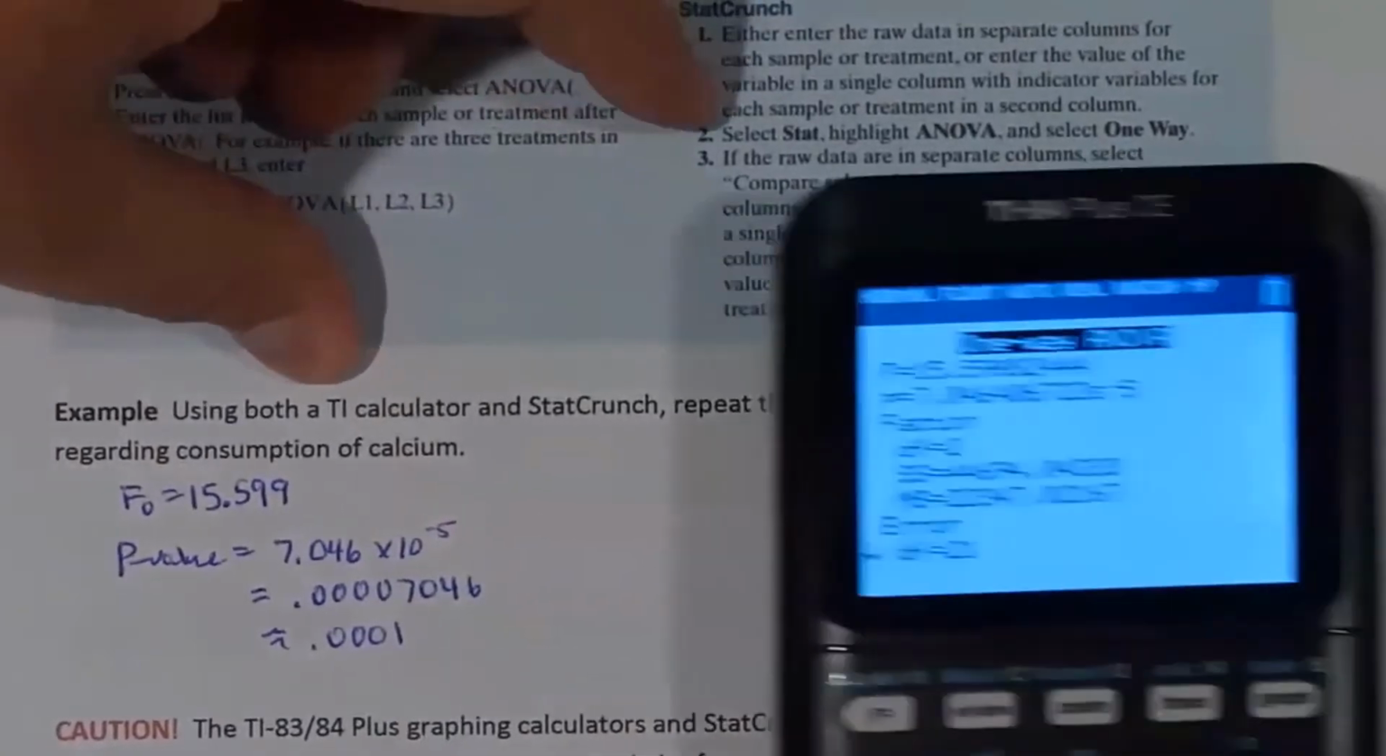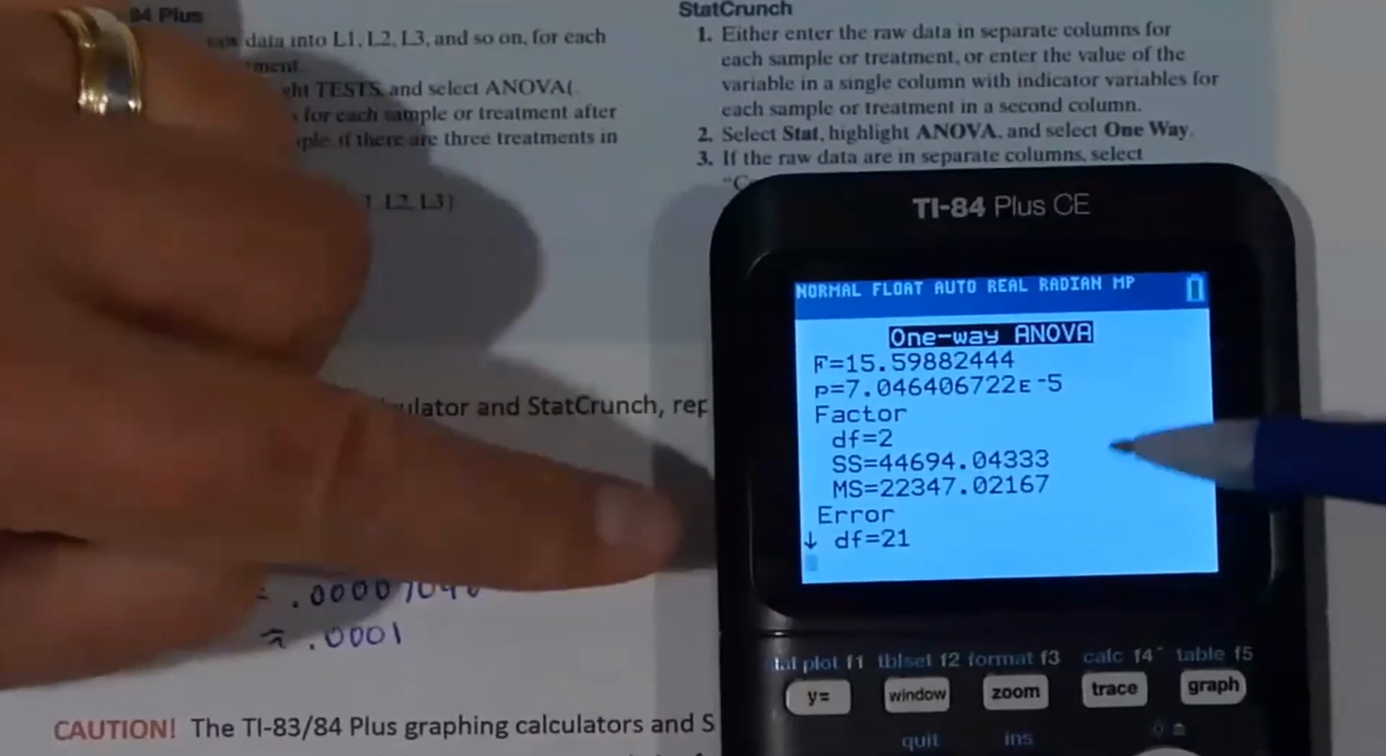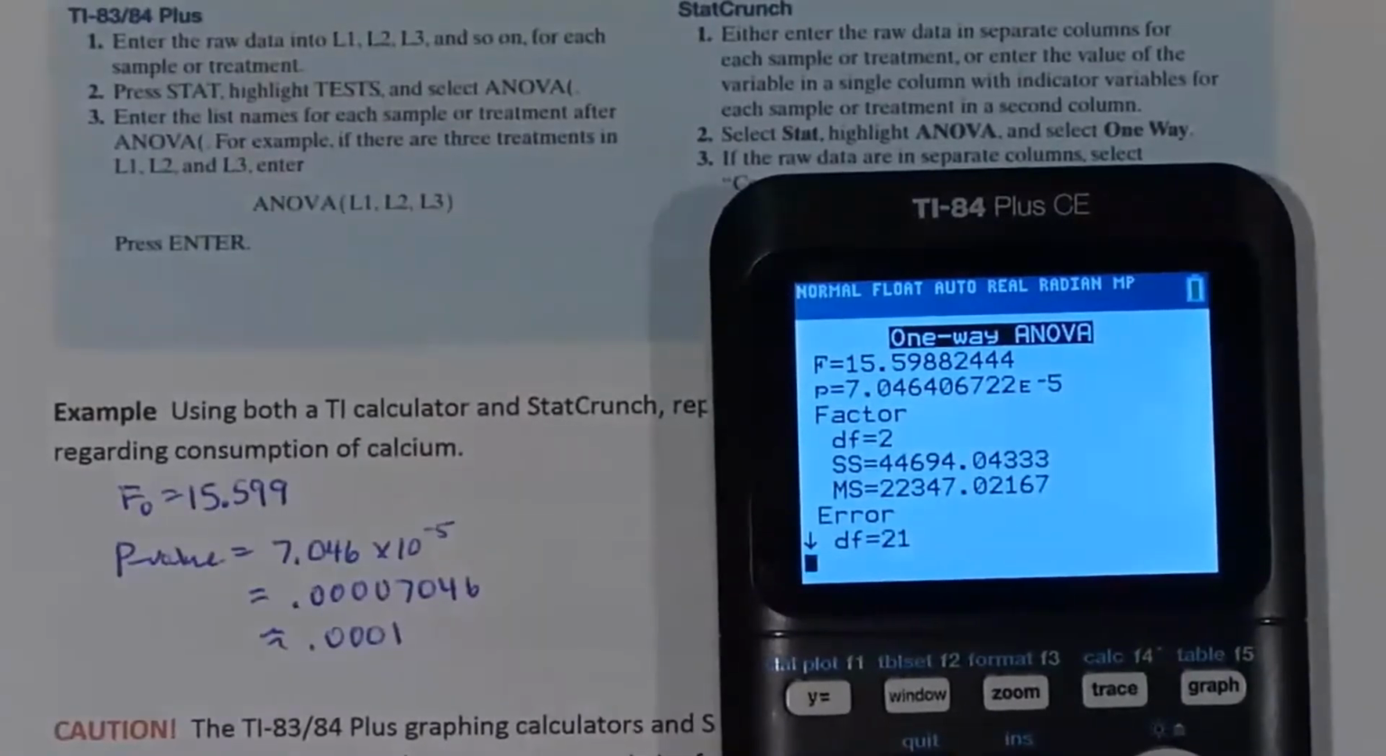Now, again, if you compare the specifics, you might see a little bit of discrepancy because I had rounded a little bit. So those are really the only 2 things I need in order to do my test. For example, if I find the p-value, well, the p-value is 0.0001. That's less than 0.05, so I reject the null hypothesis.